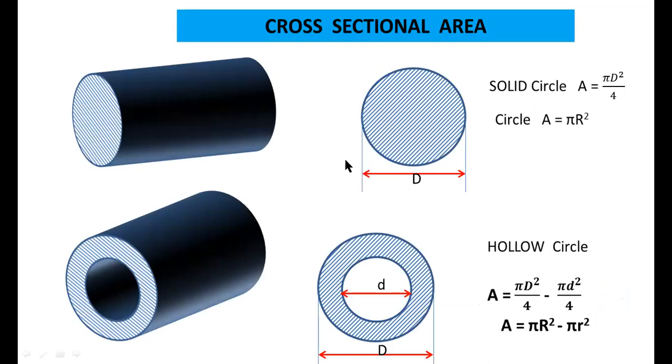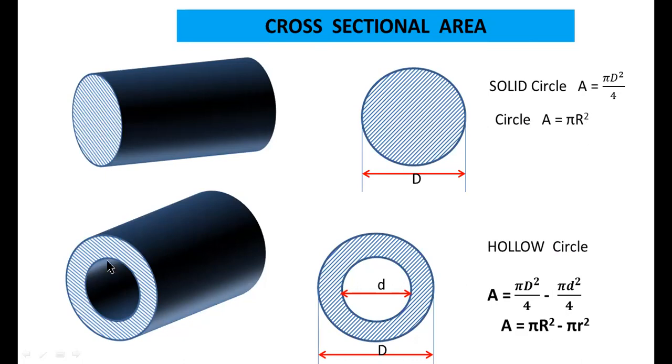These are the cross-sectional areas for different shapes. This is a solid circular shaft. This is the cross section. Okay, here is the area for this circular section. Area A equal to pi by 4 d square is the formula for circular cross section. Okay, d is the outside diameter. So pi by 4 d square is the area for solid circle. Okay, in terms of radius, area equal to pi r square.